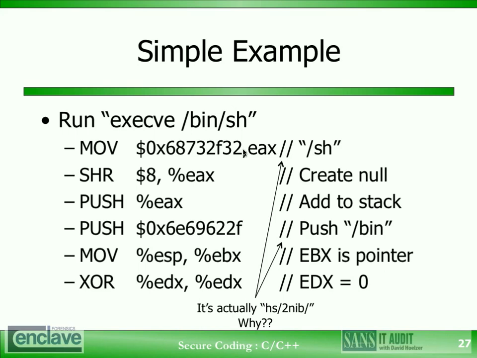Why are we putting it in that order? If you look down here, we've got a push that's pushing on another arbitrary value. This is nib/. So if you were to look at this backwards, it's /bin/2sh. Why is that 2 in there?